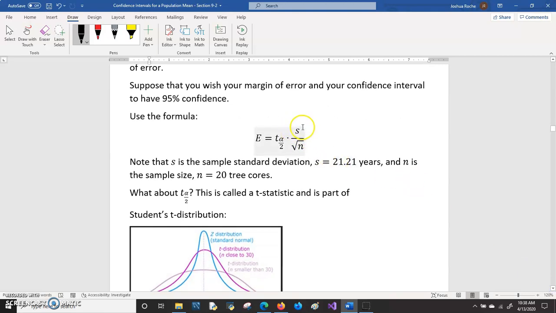And in this formula, there's S, which we've already calculated. It came out to 21.21 years for the sample standard deviation. N is the sample size, which is 20. And what about this part of the formula? T sub alpha over 2. T sub alpha over 2 is called a T statistic, and it's part of a distribution called student's T distribution.